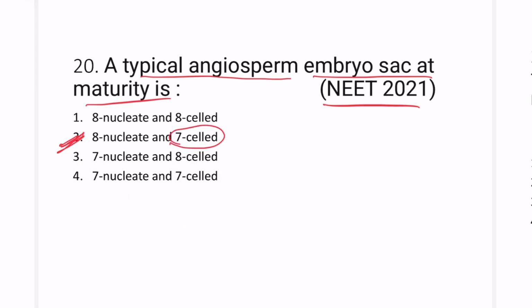What are those 7 cells? 3 antipodals, 2 synergids, 1 egg cell and 1 central cell. Totally 7 cells and 8 nuclei. So a typical angiosperm embryo sac at its maturity is described as a 7-celled 8-nucleate embryo sac.